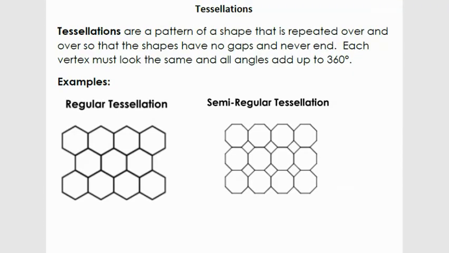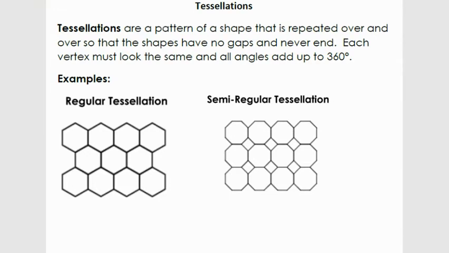Okay, so we're doing symmetry and tessellations. Now let's talk about tessellations. A tessellation is a pattern of a shape that is repeated over and over so that the shapes have no gaps and that they never end. Each vertex must look the same and all the angles must add up to 360 at any given point. So a regular tessellation would be a single shape that fills the plane. This kind of looks like a bee's honeycomb, and it would completely fill the plane.